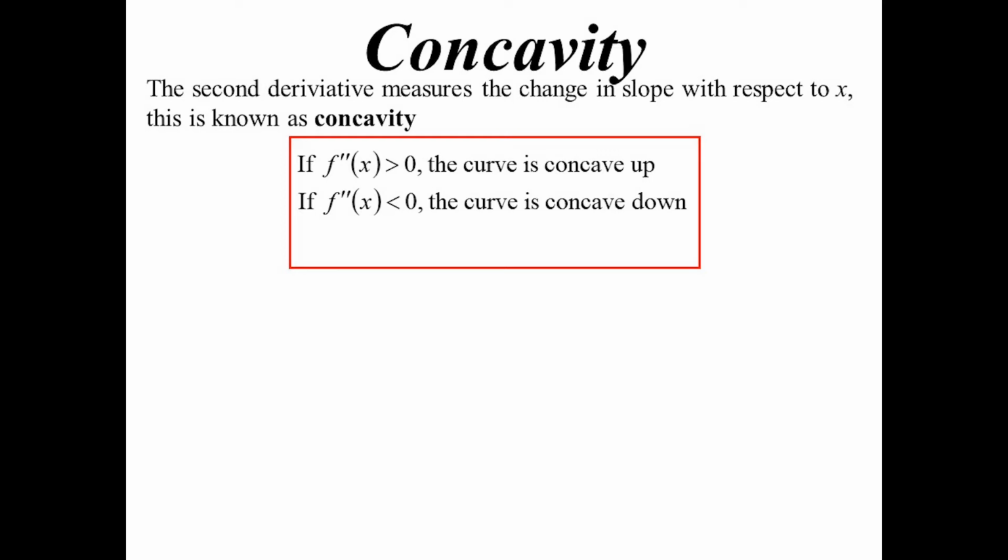Of course, that leaves one other option, and that is if there's no concavity at all, and that's what we call a possible point of inflection. We'll talk more about points of inflection later.